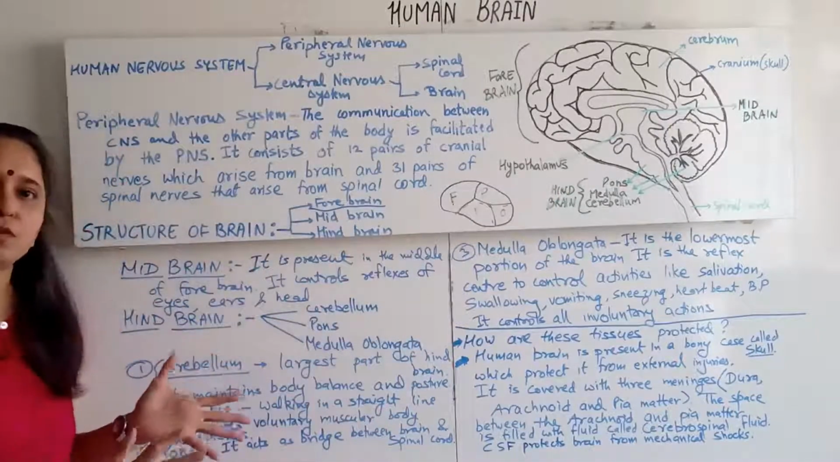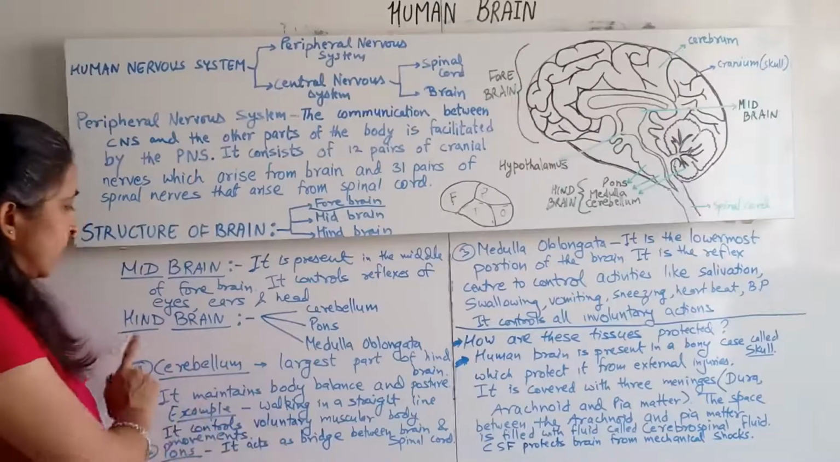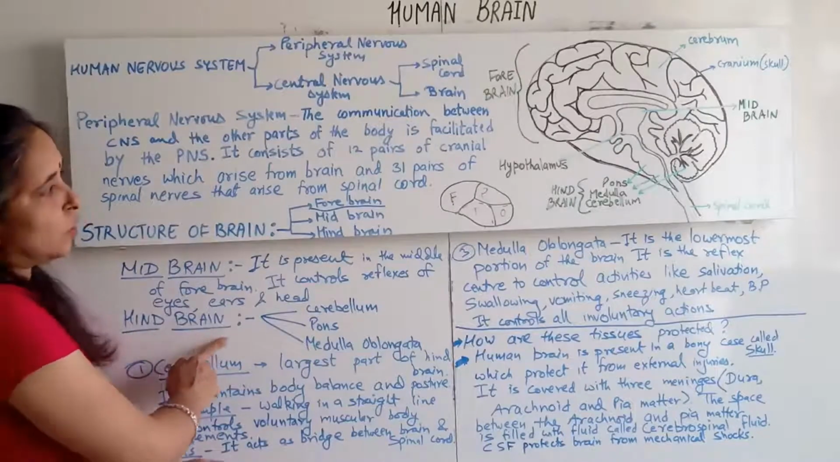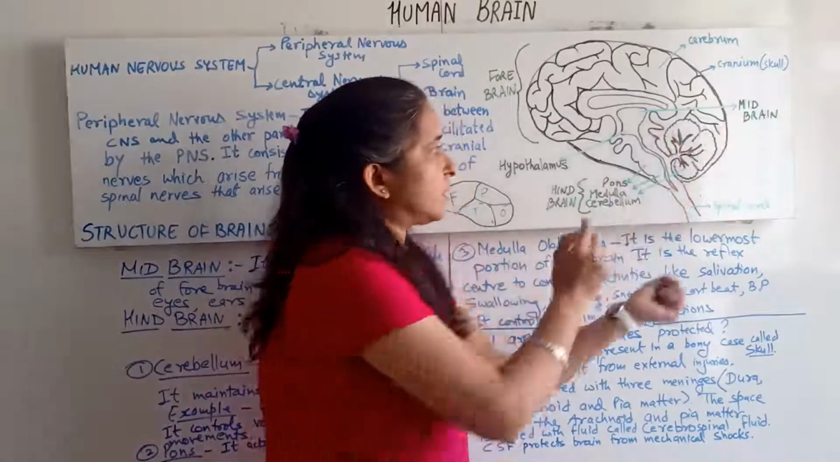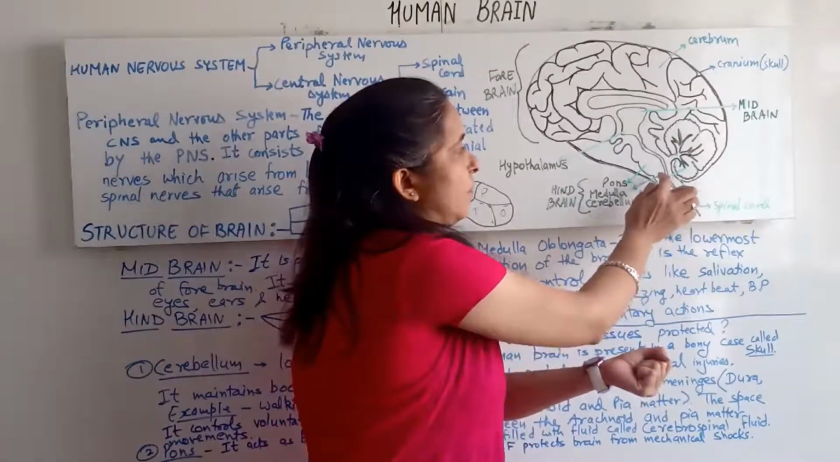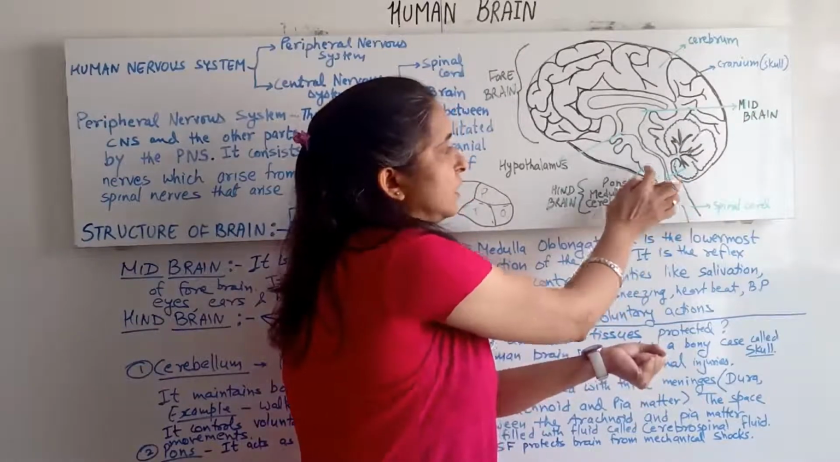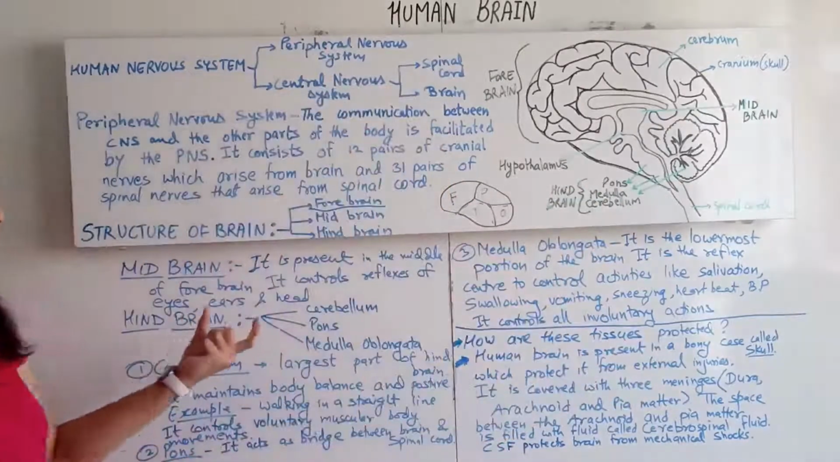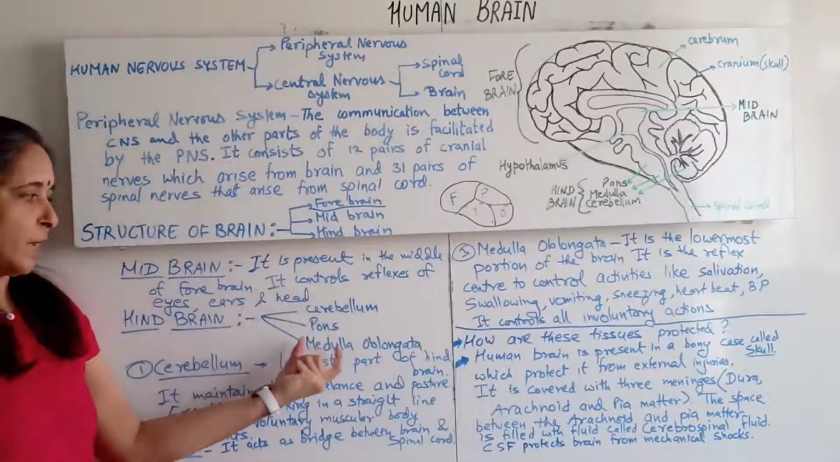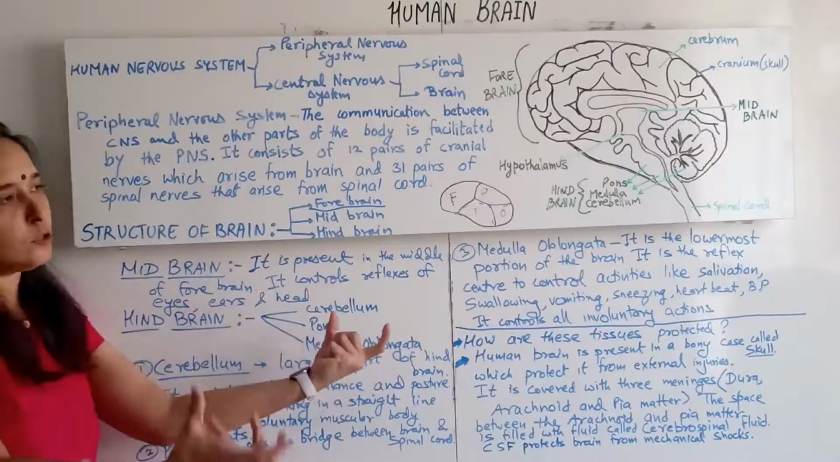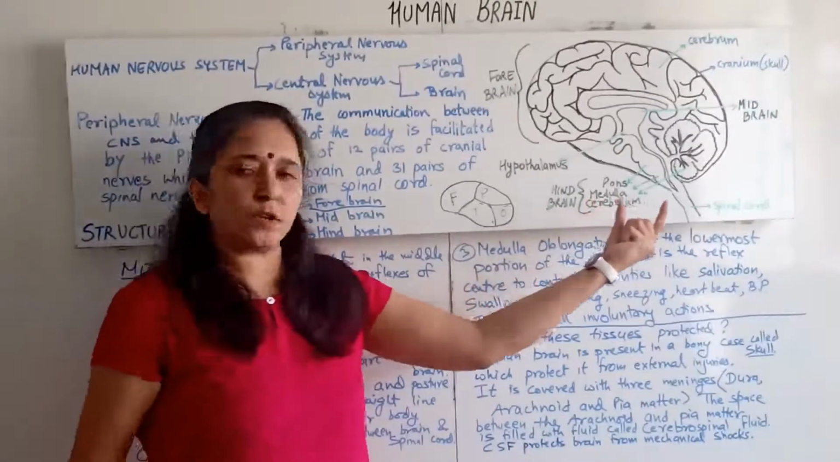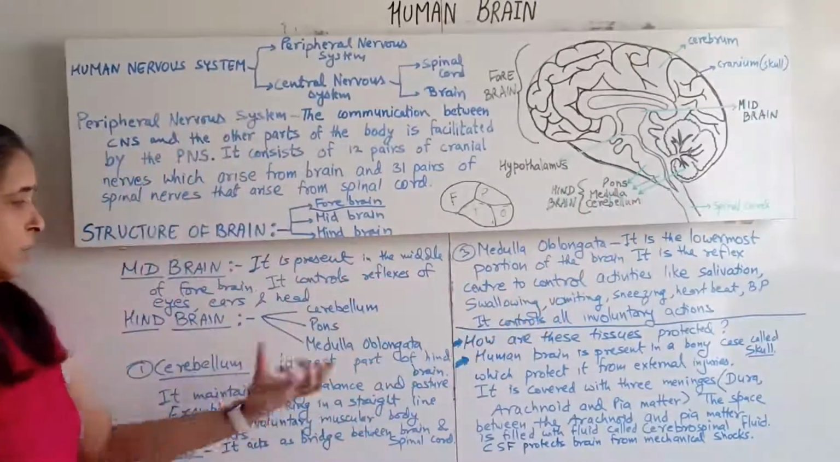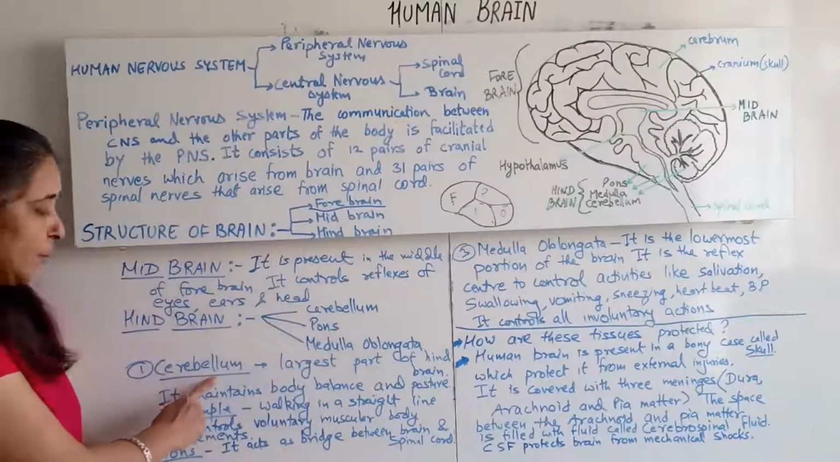Now the last part of the brain is called the hindbrain. Okay, now this is the hindbrain part. You can see this one is the cerebellum, this is the medulla, this is the pons. All three are included in the hindbrain: cerebellum, pons and medulla oblongata. This is the full term. In your textbook they have given only the medulla. Fine. One by one. Cerebellum.